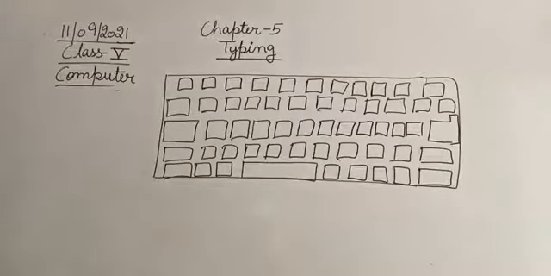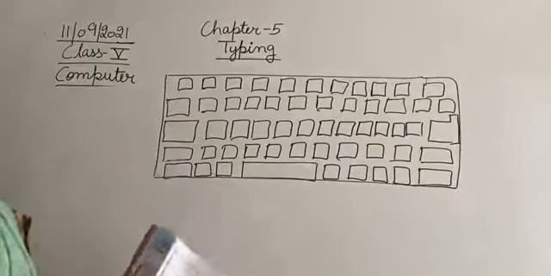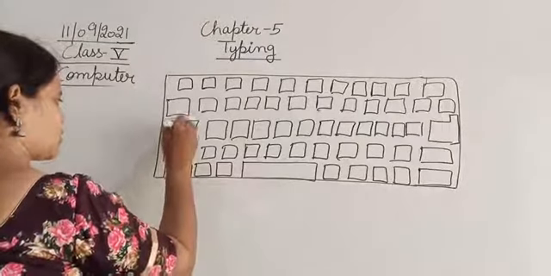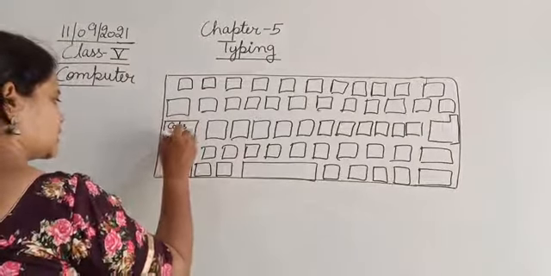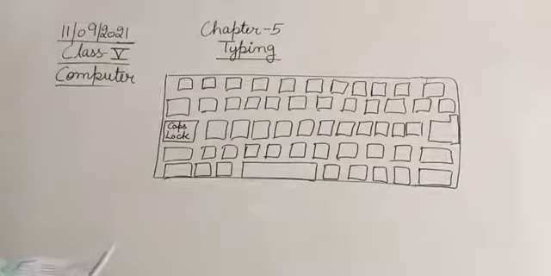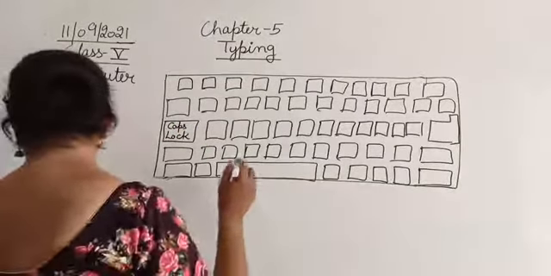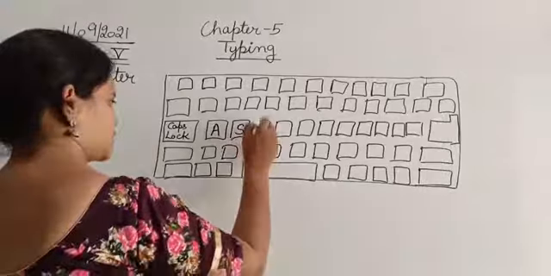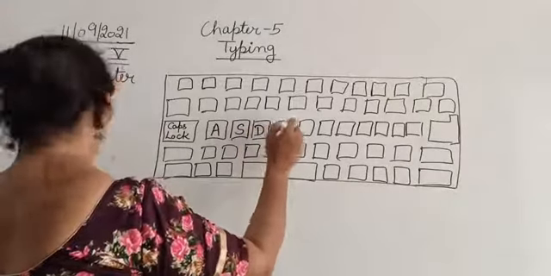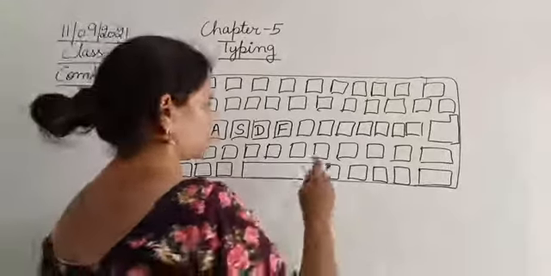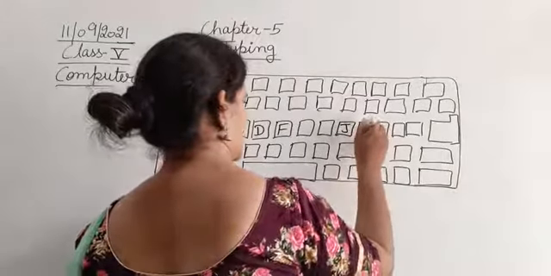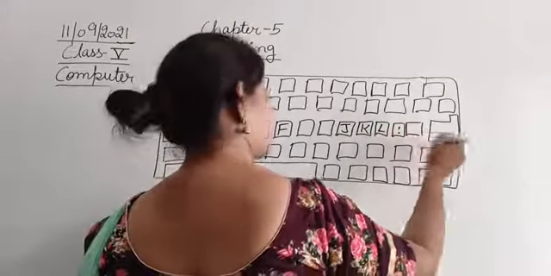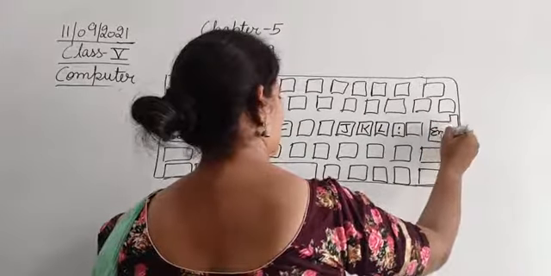The purple ones are already given in your book. So you have to label all these home keys. So let's label it. Here let's write down caps lock. That is caps lock. Next A, then S, D, F, then J, K, L, semicolon, and this is Enter.